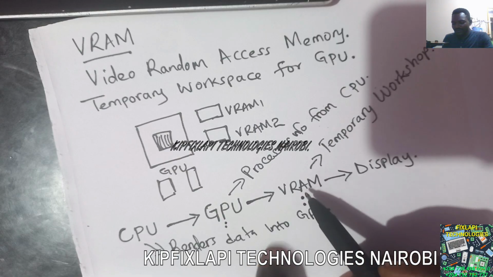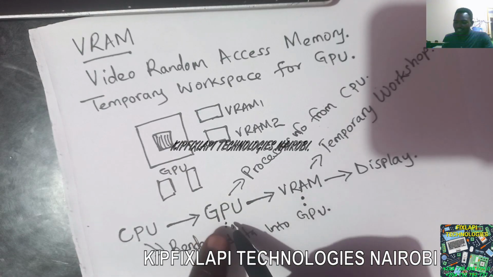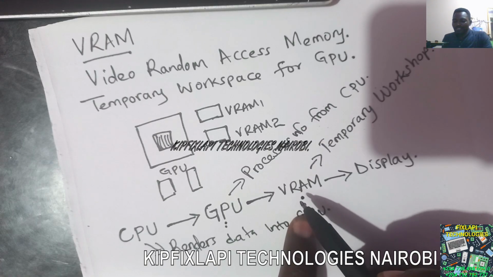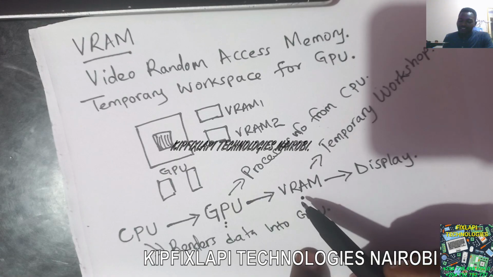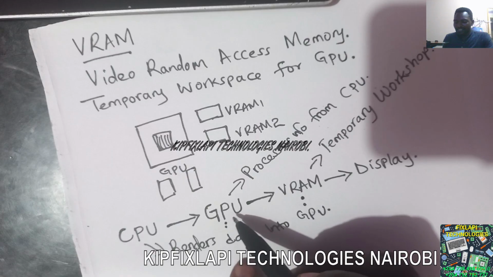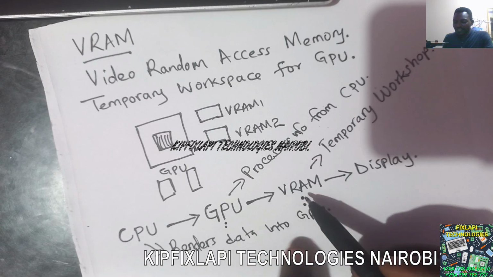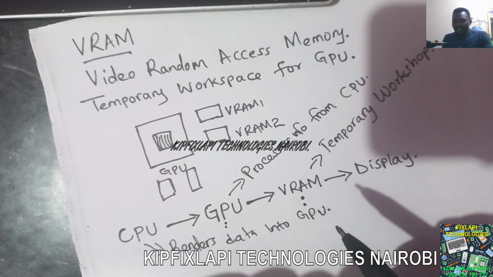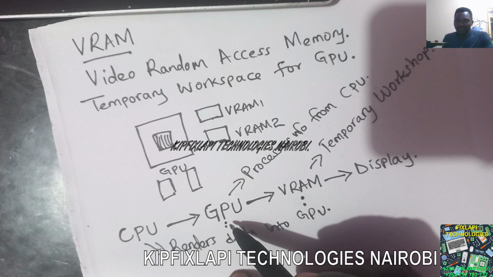So these two must work together. In case you have an issue with your VRAM, probably your GPU will fail to work. Why? Because it doesn't have the memory. Some laptops don't have a dedicated GPU, but have an integrated GPU. Because they don't have VRAM dedicated for the GPU, they will use what?